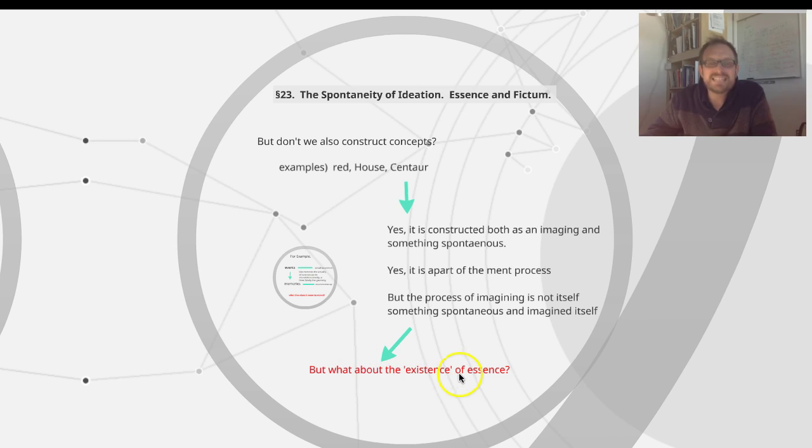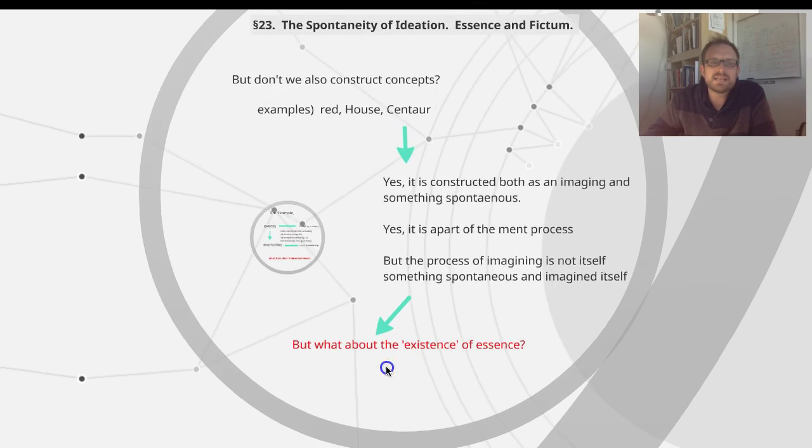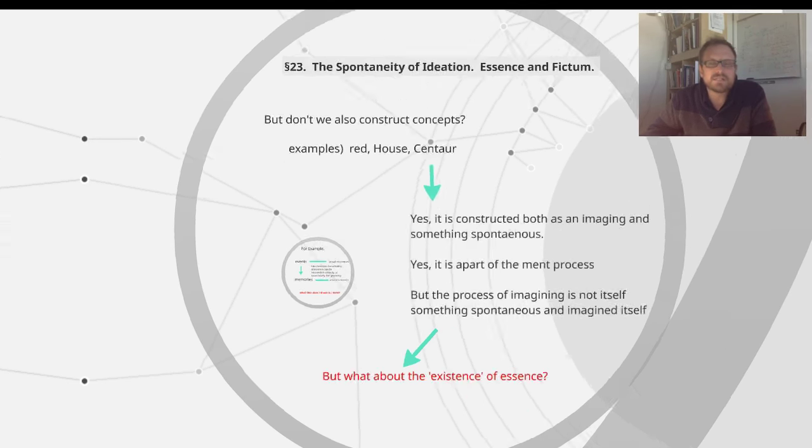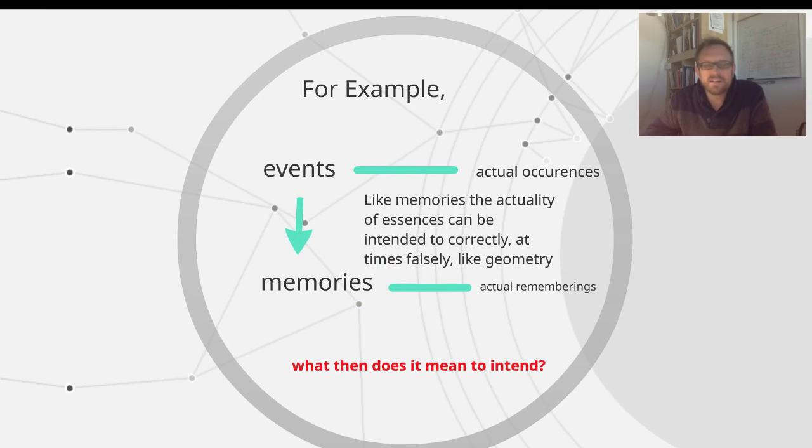But what about the existence of an essence? What does it mean to say that a conceptual object has existence? Because clearly, if it has existence, it has a different type of existence or some sort of primary form of existence, right? And here, for example, let's take this. Events cause us to have memories, right? The event is the actual occurrence, and the memory is the actual remembering of something.